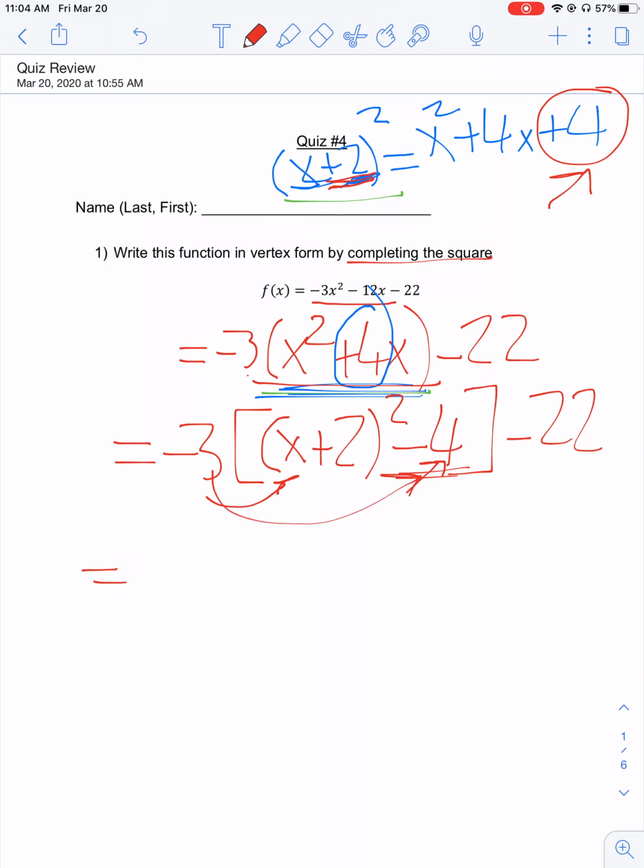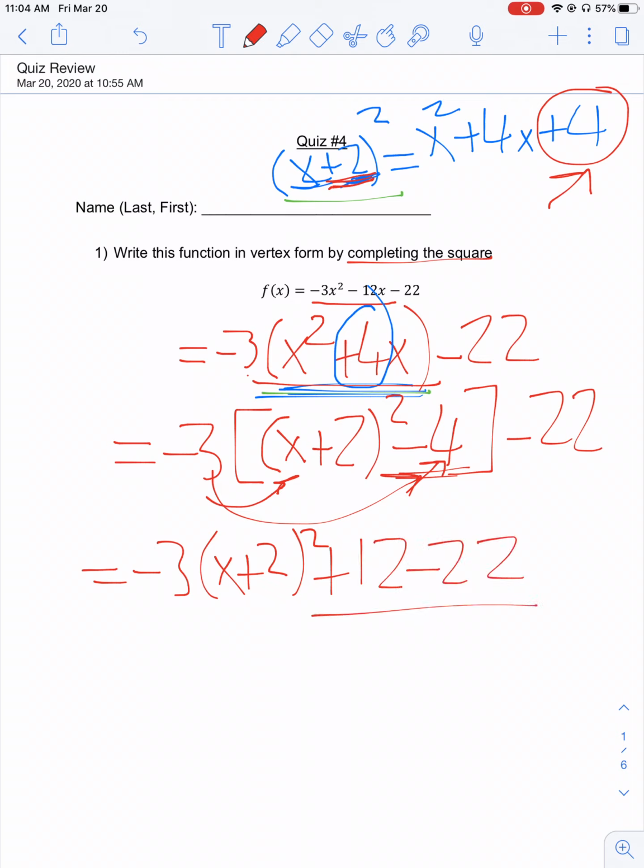So that gives you minus 3 times (x plus 2) squared, plus 12, minus 22. And then you can simplify these two, right? You can combine your constant terms together. So your final answer is minus 3(x plus 2) squared, minus 10. Now on the quiz, this question, on the test, this question was fairly well done.